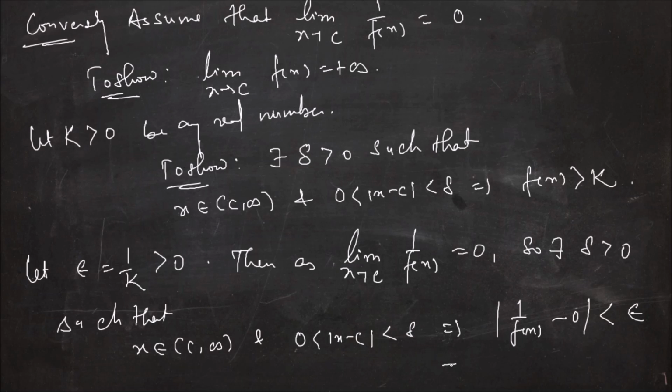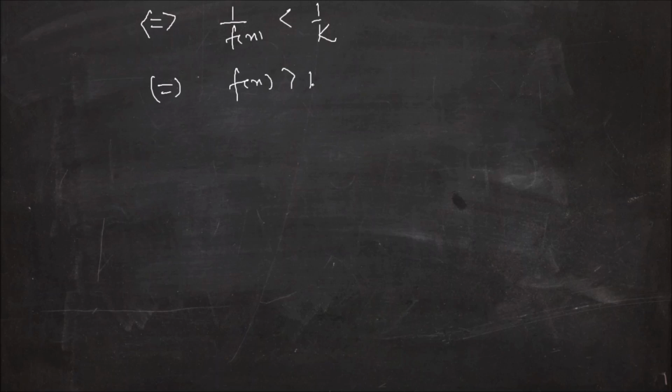This is equivalent to writing, because x belongs to (c, infinity), so f(x) is greater than 0, I can write it like this. There is no need to have modulus because f(x) is greater than 0 whenever x belongs to (c, infinity). So 1 by f(x) is less than epsilon, and this is equivalent to writing 1 by f(x) is less than 1 by k, because epsilon is equal to 1 by k, and this is equivalent to writing f(x) is greater than k.